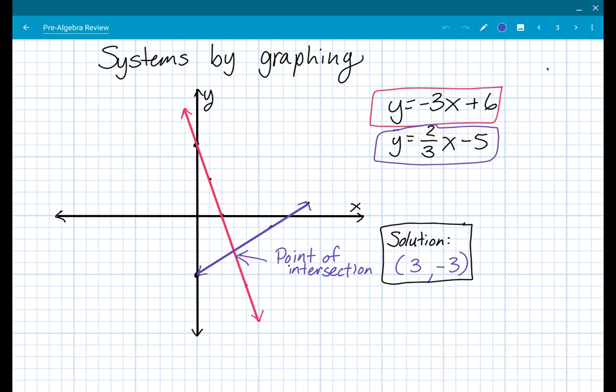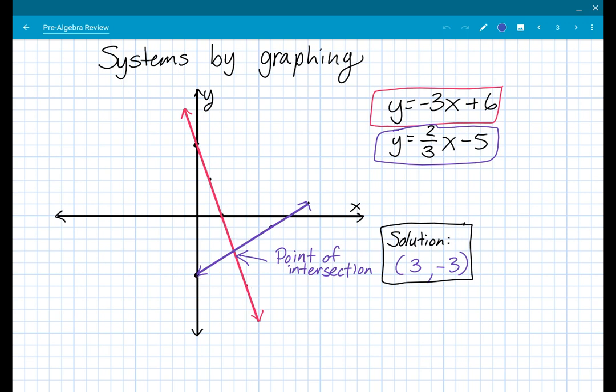This is useful for solving systems of equations. If both of my equations are in the form y equals, and they both have slope and y-intercept pretty easily identifiable, I can graph both of the lines to find the point of intersection. So here I have negative 3x plus 6. You'll notice it's a decreasing line.